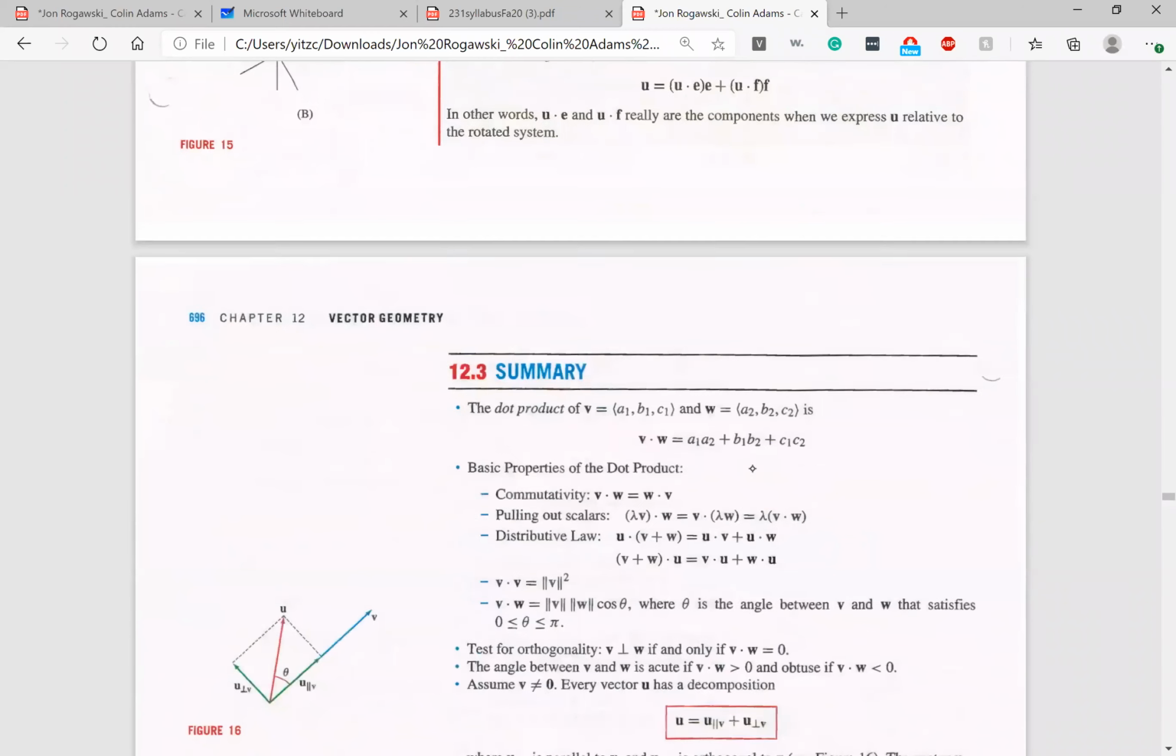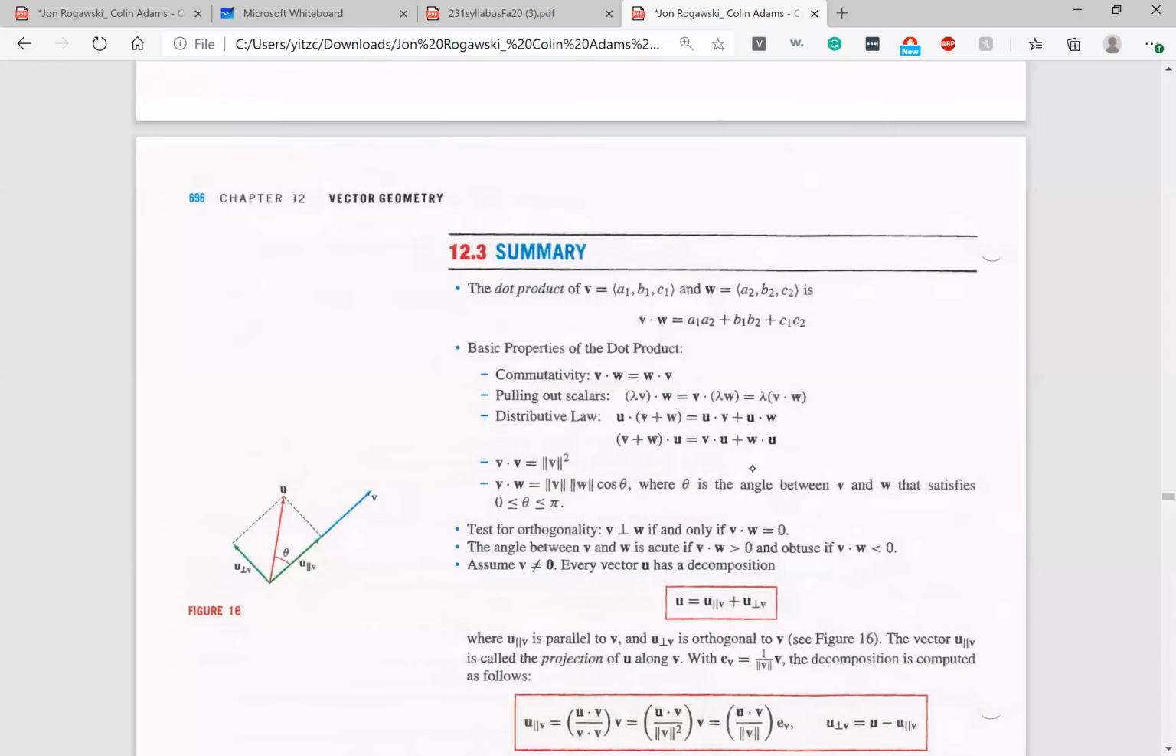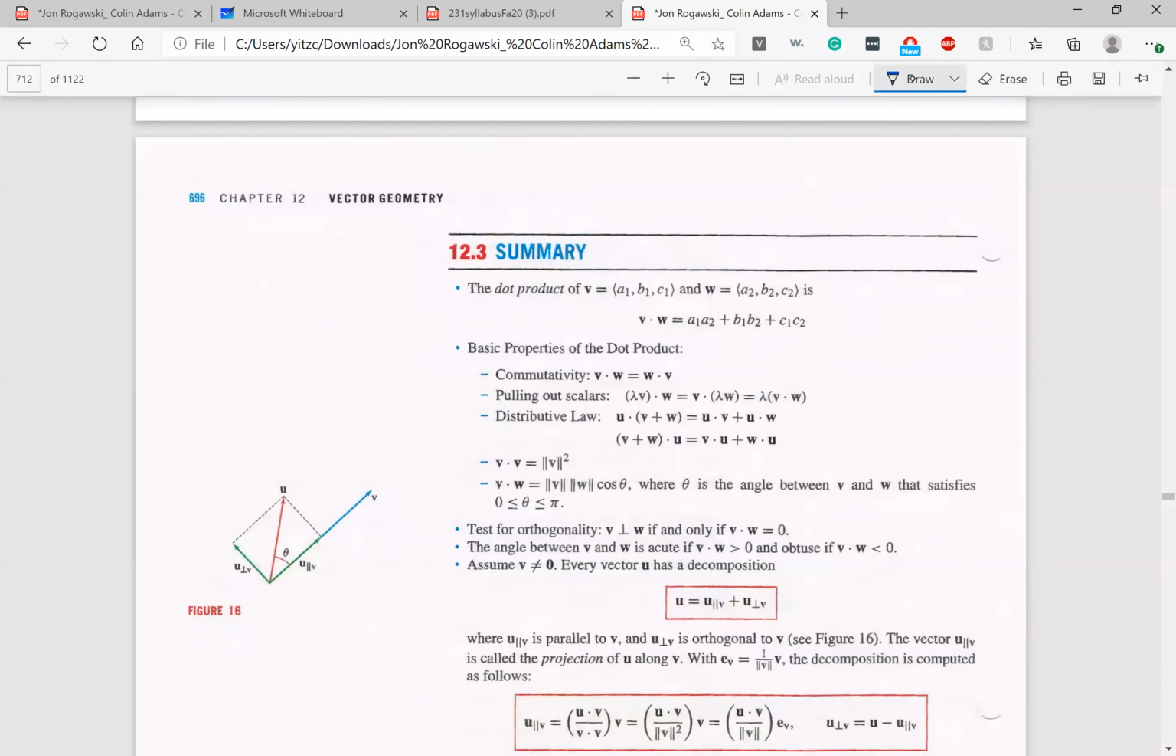Okay, and then to summarize the dot product, here's the actual definition. It's commutative, as we saw, distributive. V dotted with V is equal to the magnitude of V squared, and V dotted with W is equal to. So this is the most important equation that we saw today. The connection between the dot product and trigonometry.